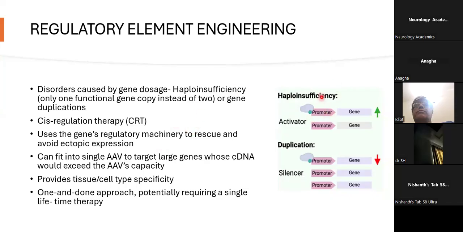In patients with haploinsufficiency, there is activation of the promoter gene causing increased gene production, and with duplication, there is silencing of the promoter gene causing reduced gene expression. And the advantage is that it can fit into a single adeno-associated virus, which otherwise cannot accommodate these large genes. And it provides tissue or cell type specificity. And it is a one and done approach, potentially requiring only a single lifetime therapy.